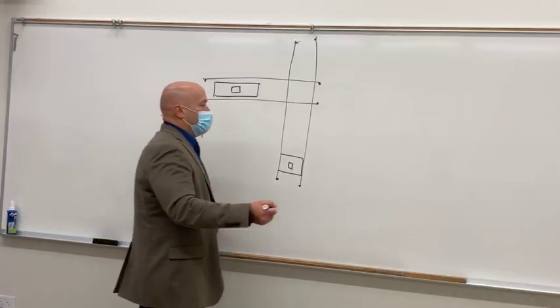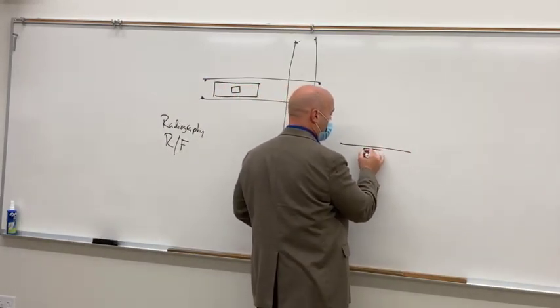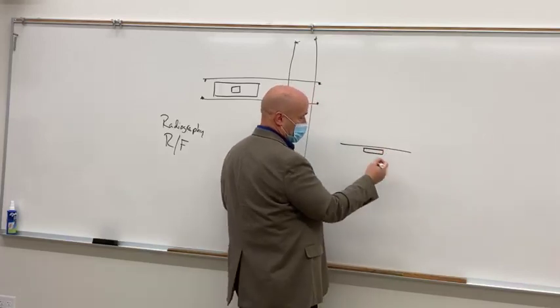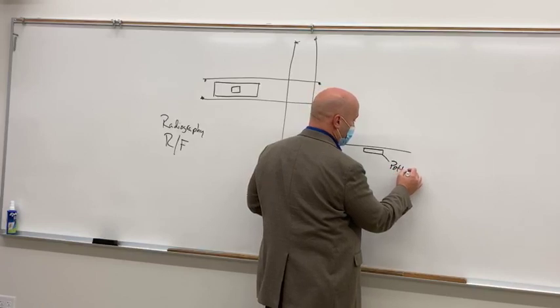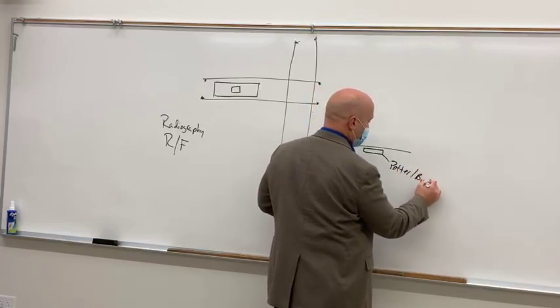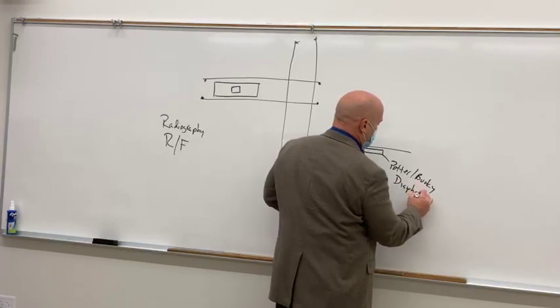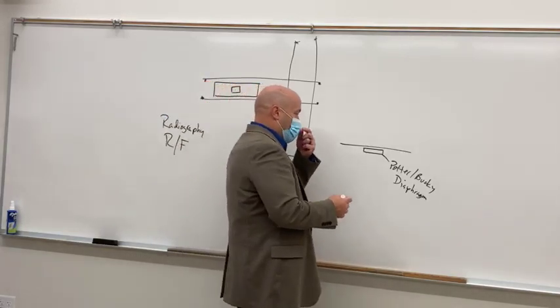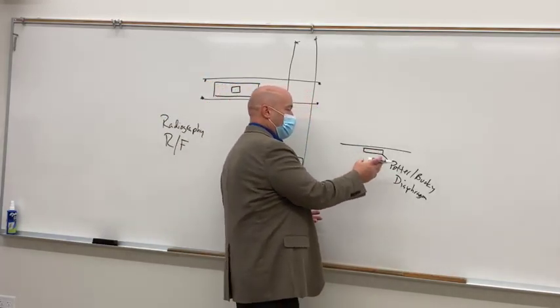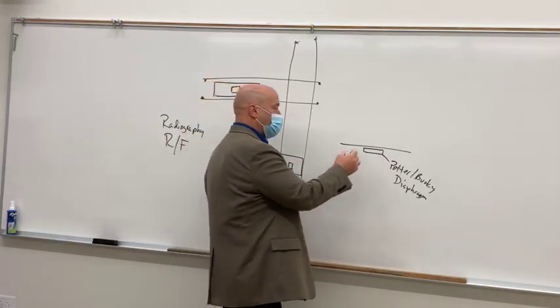So if you've got the table and you've got an image receptor inside of the bucky, we call that a Potter bucky diaphragm. It's just named after the guys that invented it. The Potter bucky diaphragm is where you put your image receptor. So it's not the image receptor itself, but that's where the image receptor goes.